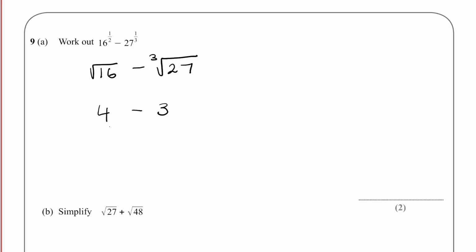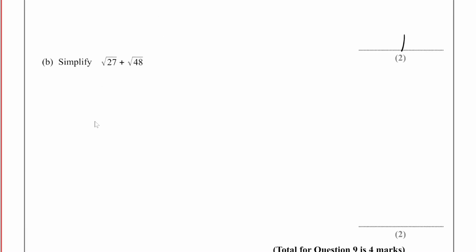So we've got 4 take away 3. The answer is 1. Part B, simplify square root 27 plus square root 48. When we're simplifying surds, we're looking for a square number inside the surd, and square root 27 is 3 nines. So root 9 times root 3.